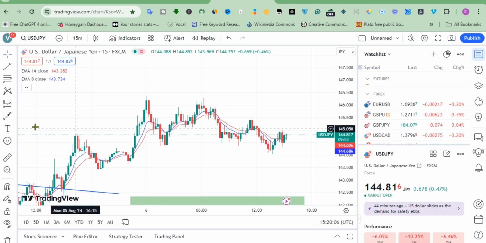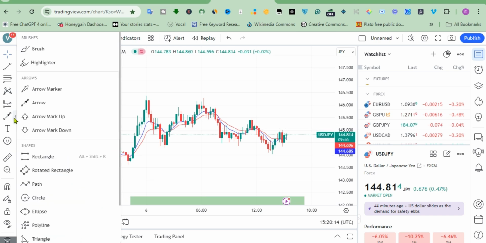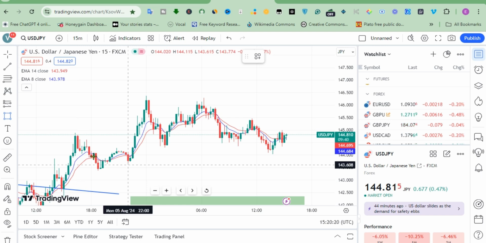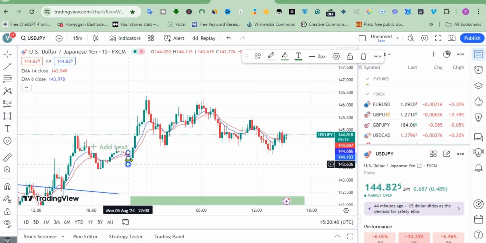Now the way to draw your demand zone, you take up the rectangle mark. Now you take it from here. Before then, let me show you how you do that. You take it from the previous candle before it started going up. The previous candle is the red one. You mark it from the top point to the middle point to the last point. Then you now draw your demand line.